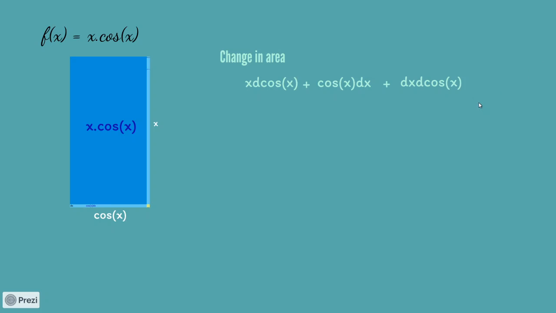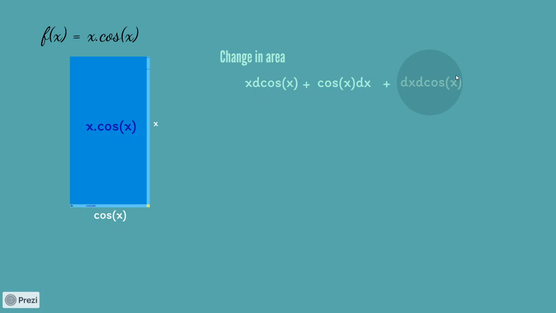Now again, dx d cos of x. dx is a very small value. d of cos of x is also a very small value. A very small value into another very small value will give you a very tiny value. You can check it. Multiply 0.001 into 0.00005 and you get that many zeros extra. So this is a very tiny value which does not make much difference.